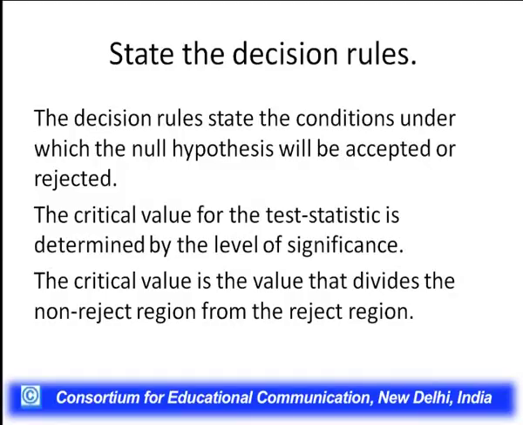Now, coming on to the decisions. The decision rule states the conditions under which the null hypothesis will be accepted or rejected. The critical value for the test statistic is determined by the level of significance which you choose, either 10%, 1% or 5%. As we have discussed, there are 3 levels. The critical value is the value that divides the non-rejection region from the rejection region.